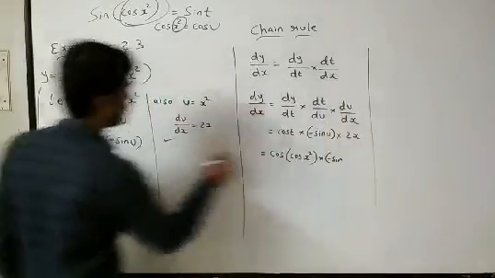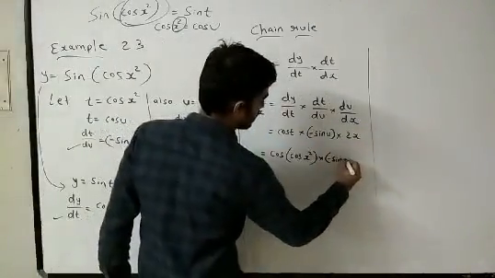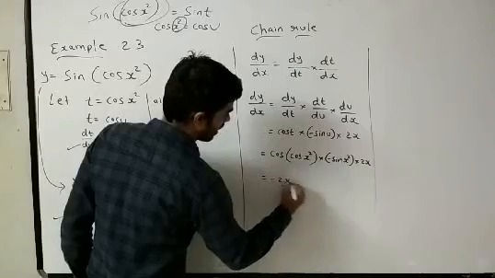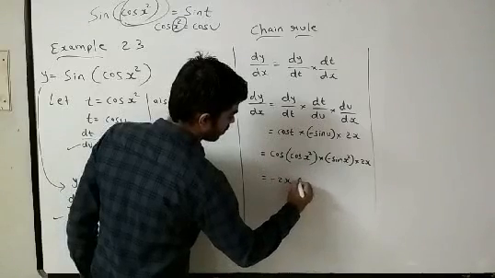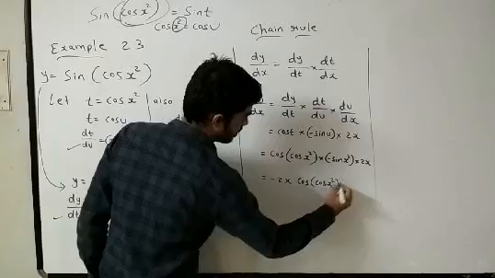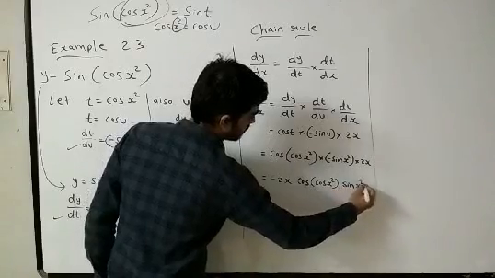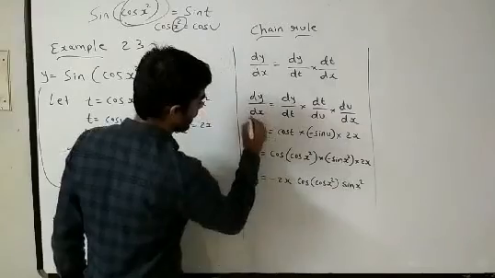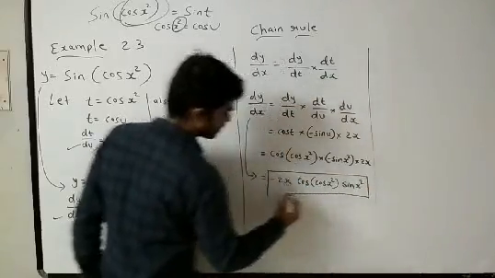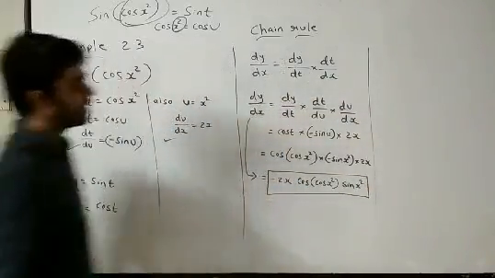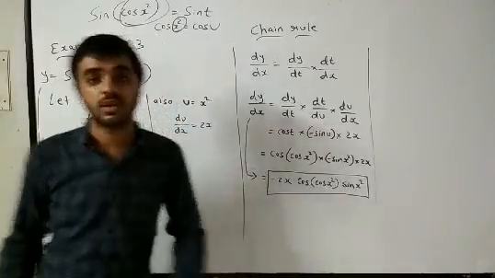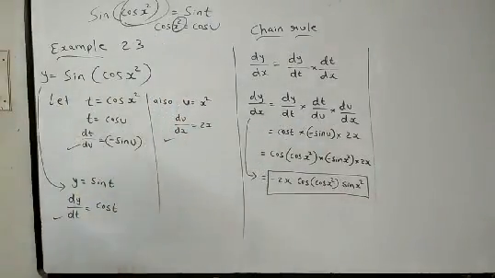Minus sin. What is the value of u? x square, into 2x. So I am writing it as minus 2x into cos x square and sin x square. So this will be your required answer. dy by dx value will be minus 2x into cos x square into sin x square. So this will be your required answer.